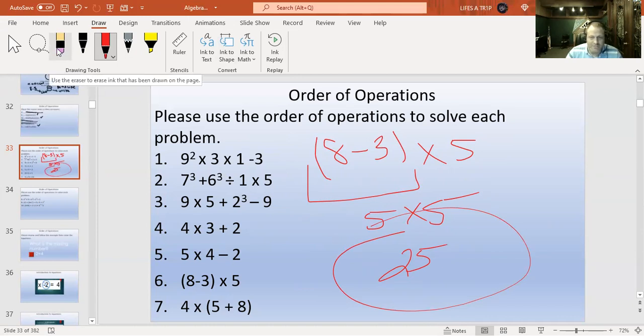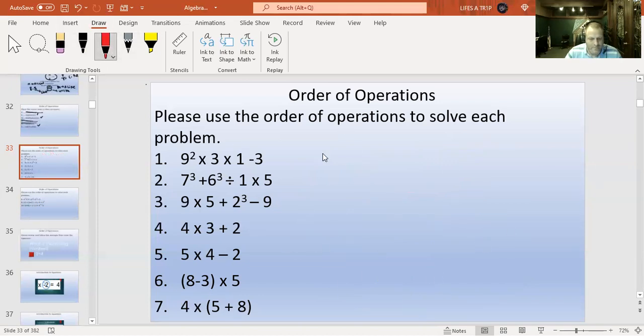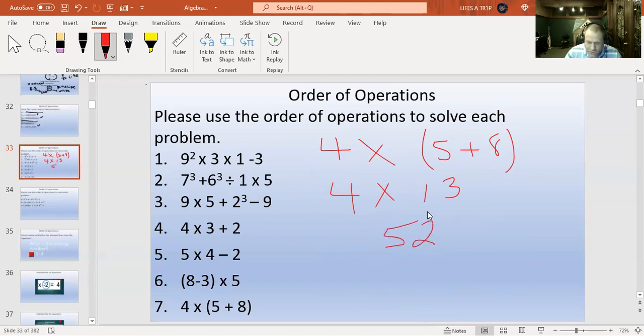Let's do number 7. 4 times, here's the parentheses again. So 4 times 13. And the answer would be 52. 4 times 13 is 52. You guys, write that down.